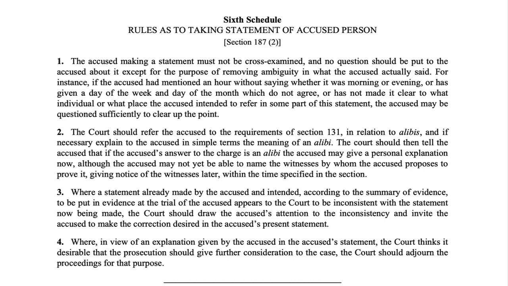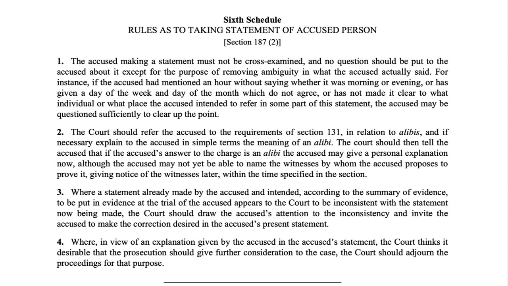Let me explain that. The accused is not going to be cross-examined. No question should be put to the accused person unless you want to remove some ambiguity. For example, you mentioned 7 o'clock, but you didn't tell us whether it was morning or in the evening. That way we can ask you for the purpose of removing the ambiguity. If you mention the day of a week and day of the month, he said Wednesday, for example, or he said Sunday, 20th April 2022 or 2023. Meanwhile, 20th April was actually a Friday. It wasn't a Sunday. We can ask you to clarify the point to remove the ambiguity.